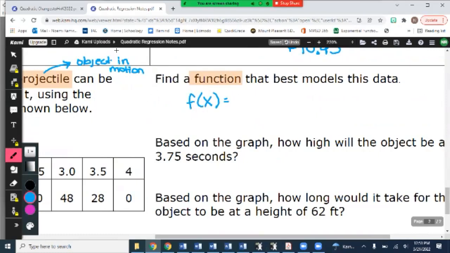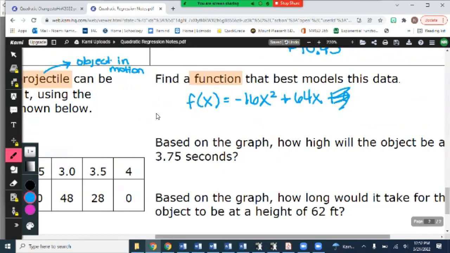F of x is what? Negative 16, 64x. Now, will they actually include the plus 0 on the answer choice, in the final answer choice? No, they won't.